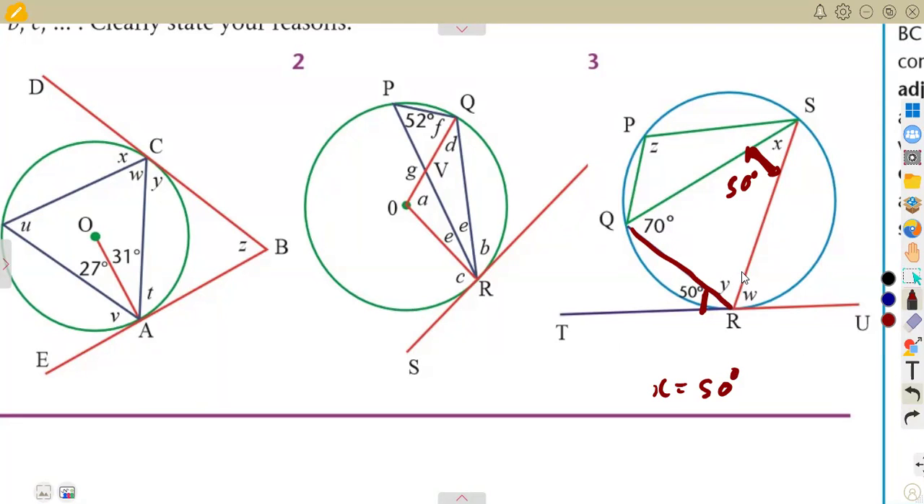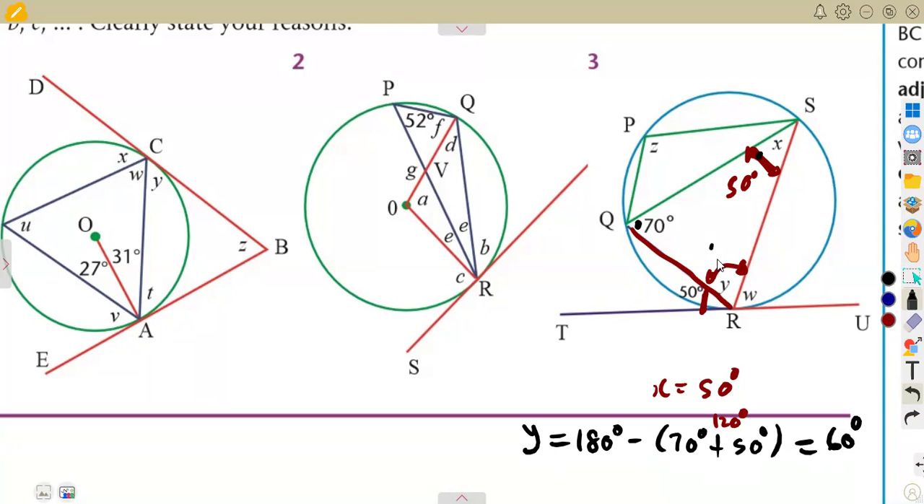Also, we can calculate the angle Y in this case. Angles in a triangle add up to 180 degrees. So Y is going to be 180 minus the two angles inside of the triangle, the 70 and the 50. Remember, we stated that this angle is 50 degrees. So 70 plus 50 is 120 degrees, and 180 minus 120 is going to give us 60 degrees. That means the angle Y is going to be 60 degrees.